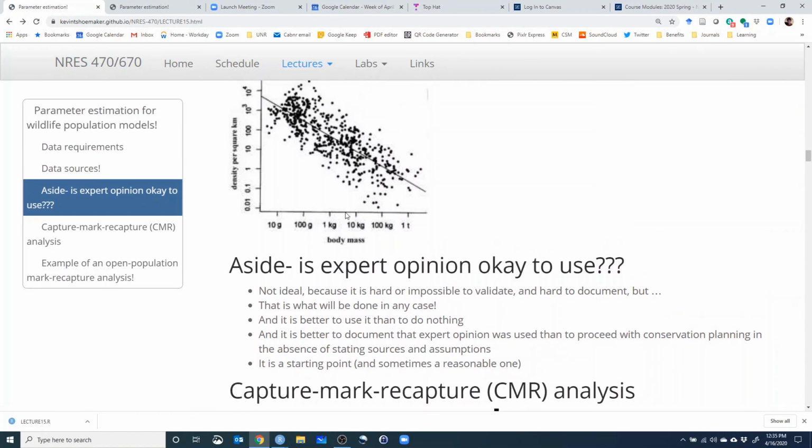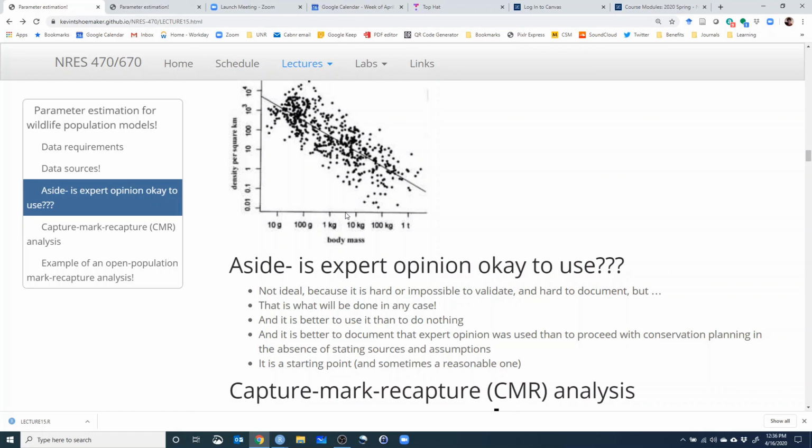Before we move on to capture, mark, recapture analysis, just a brief aside: is it okay to use expert opinion? This is a big debate in the conservation modeling world, because sometimes expert opinion is all we have. Sometimes the way we build these models is to convene large groups of experts who've worked with the species or have an interest in the species, and build a model together by coming to a consensus about what the vital rates are. We basically parameterize the model just from experts.